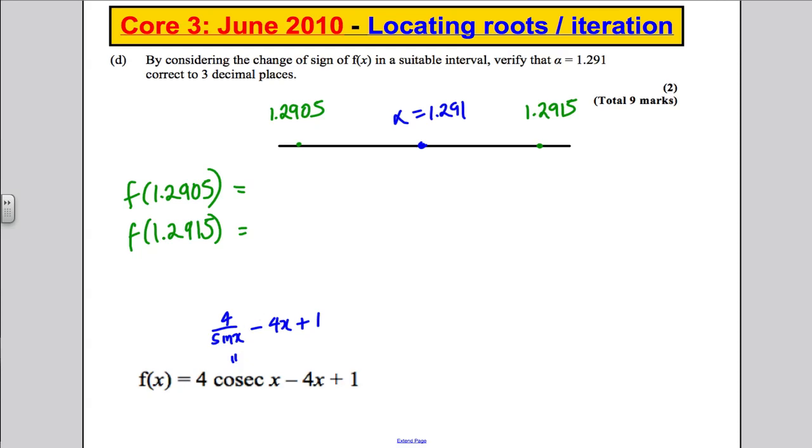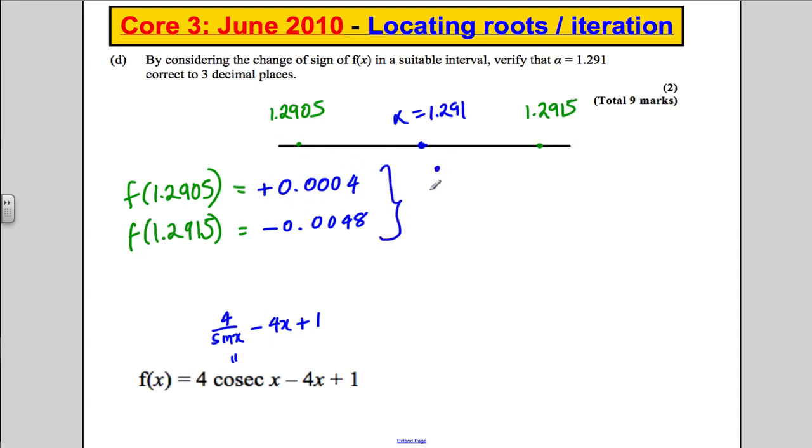And we get ourselves the following: negative 0.0004, and if I work it out at 1.2915, I would get myself negative 0.0048. Now just looking at this, there isn't a change of sign, so maybe I've made a mistake. I need to work it out at 1.2905, and indeed this should have been a positive number. I just made a tiny mistake there. When I typed that back in, that was a positive number.